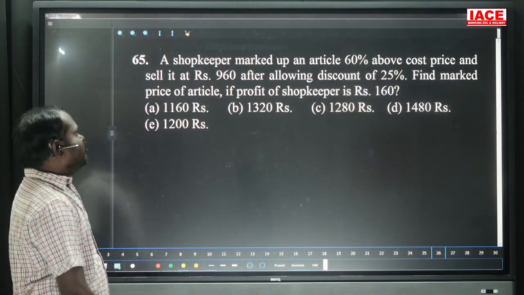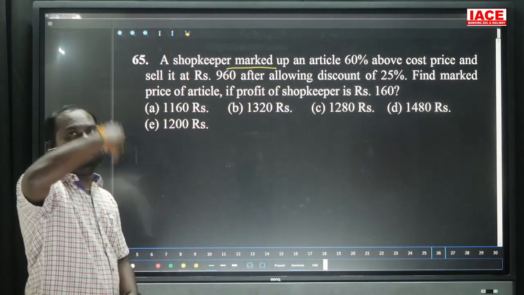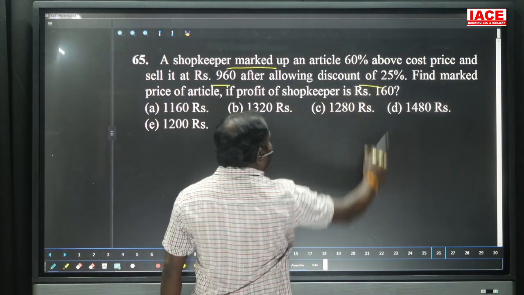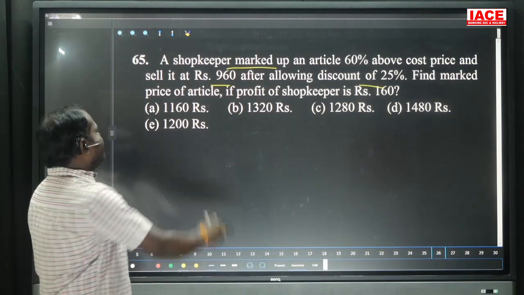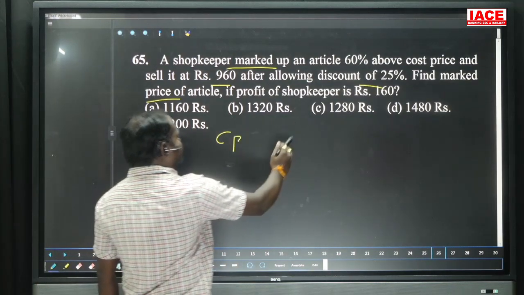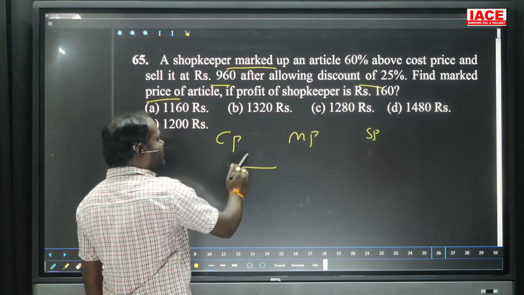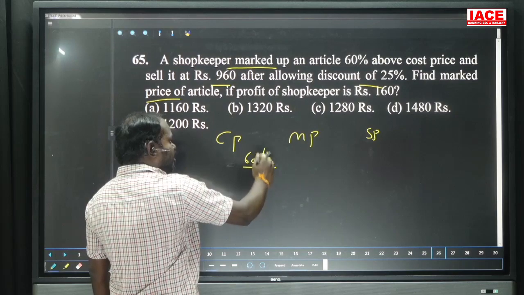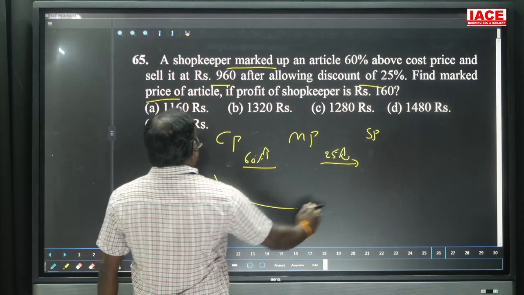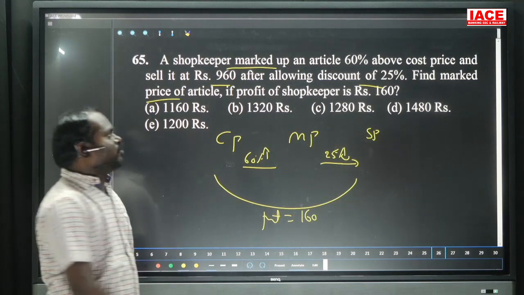65. A shopkeeper marked up an article 60% above the cost price and sold it at 960 after allowing a discount of 25 percent. Find the marked price of the article if the profit of the shopkeeper is 160. For example, cost price, mark price, sale price. He marked it up 60% above the cost price, and after that he gave a 25% discount. In this transaction, his profit is 160 rupees.